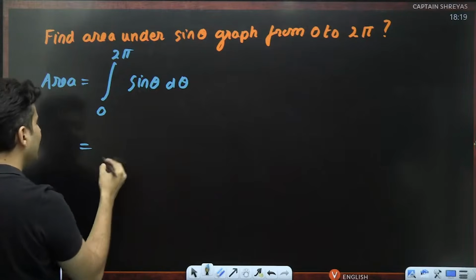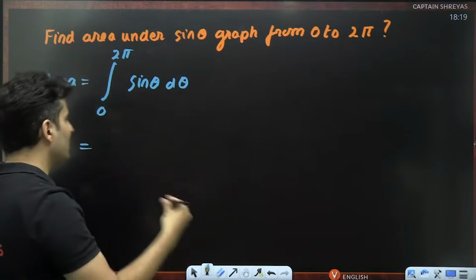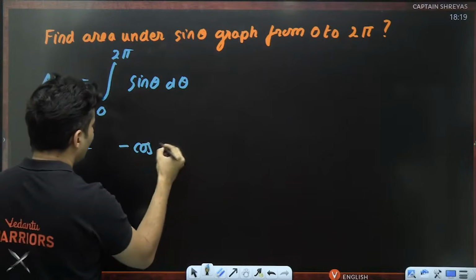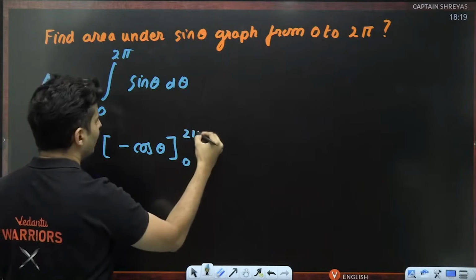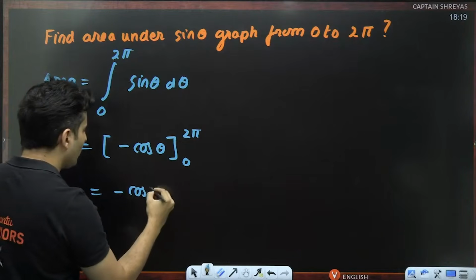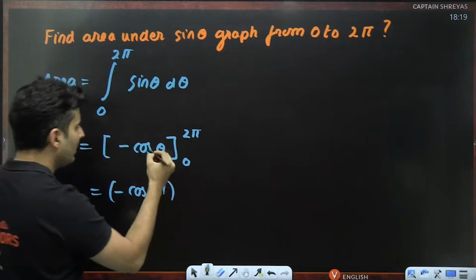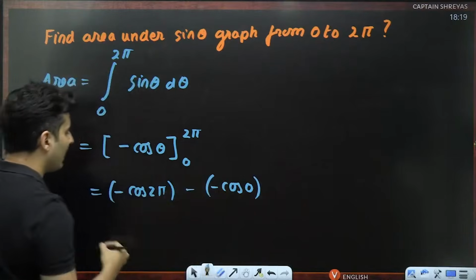Sine theta's derivative is cos, so its integration is minus cos theta. I have to put the limits. One is 0, the other one is 2 pi. So put 2 pi over here, so minus cos 2 pi. Then put 0 over here, so minus cos 0. I have to subtract those two.